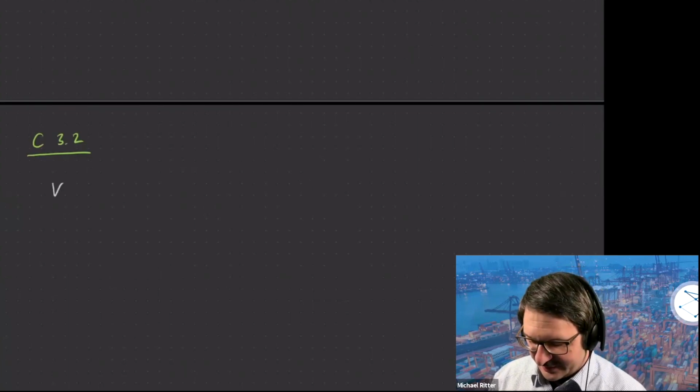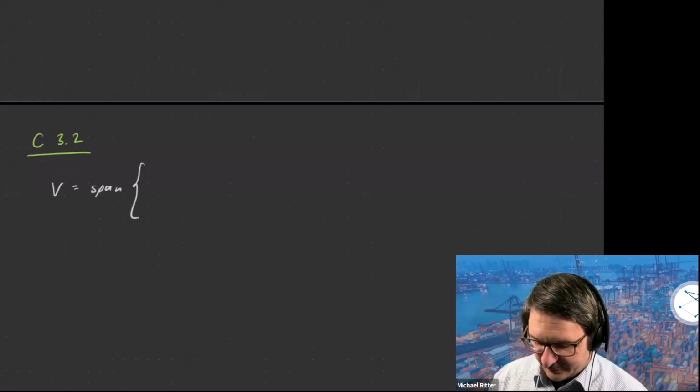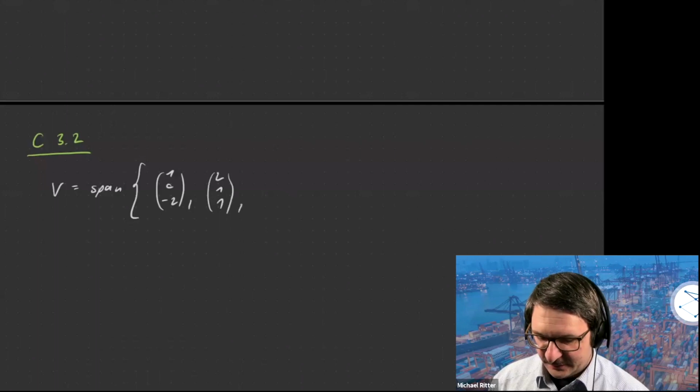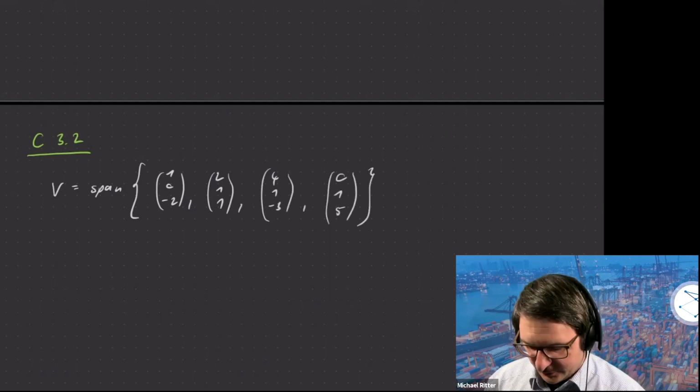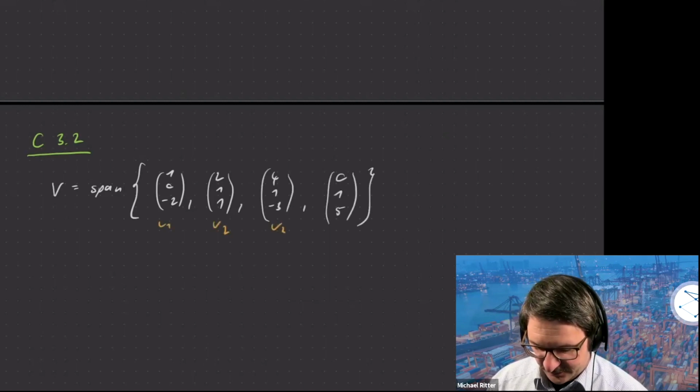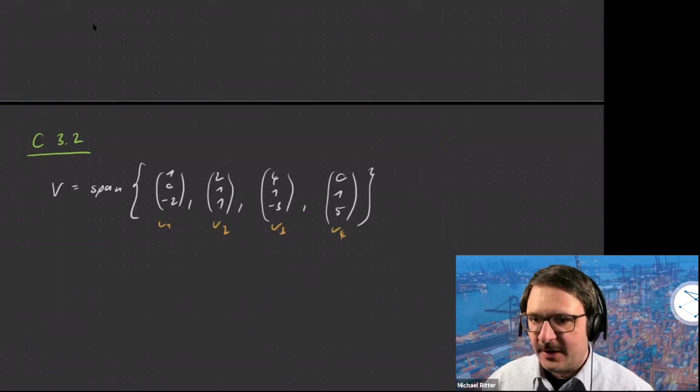So here we have a vector space that is given as the span of 4 vectors. Those 4 vectors are 1, 0, minus 2, 2, 1, 1, 4, 1, minus 3, and 0, 1, 5. And those are called V1, V2, V3, and V4. And now here's a couple of questions on those vectors and on the vector space. So let's have a look at those.